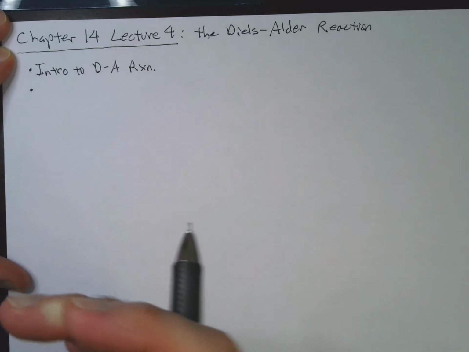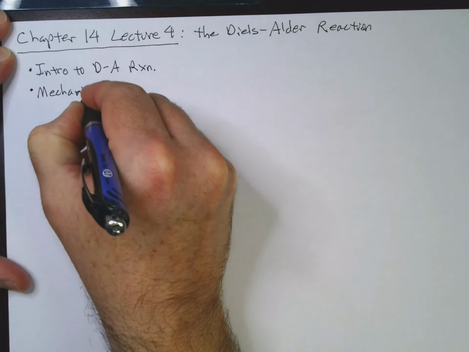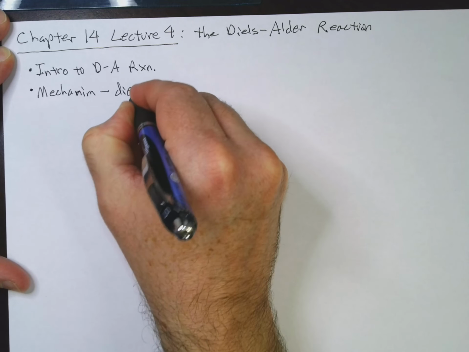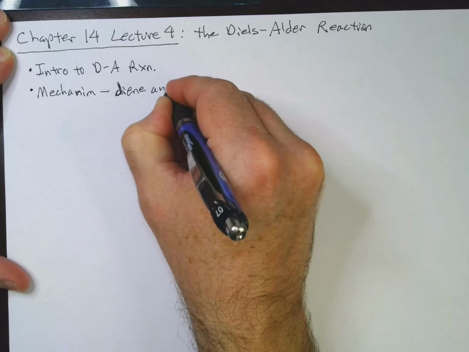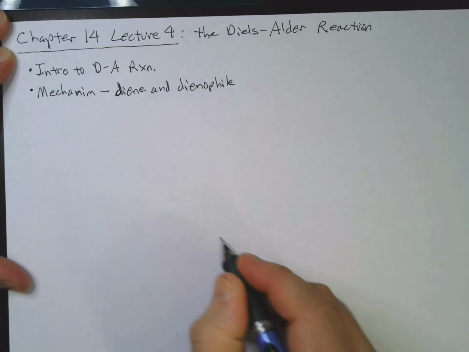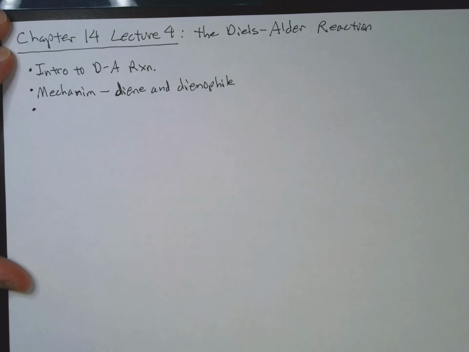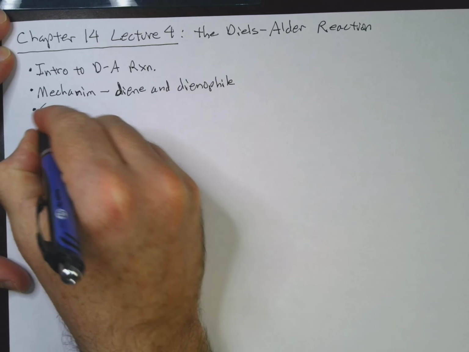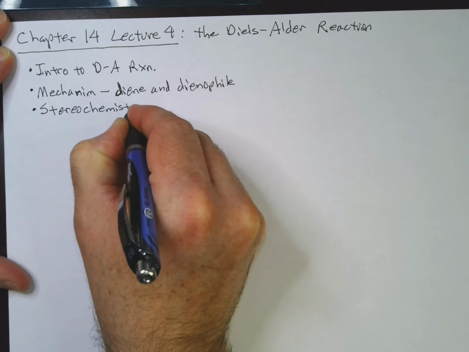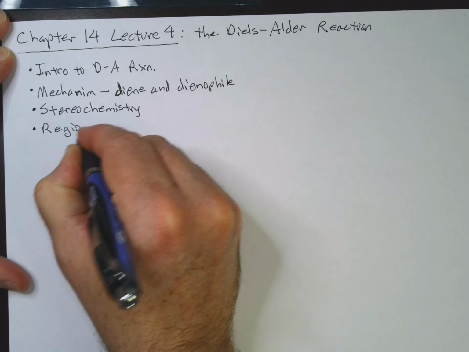And we'll look at the components of the reaction, namely its mechanism, which is actually really simple. We're going to need a diene and dienophile, and then we'll take a look at some stereochemical considerations, and then some regiochemical considerations.